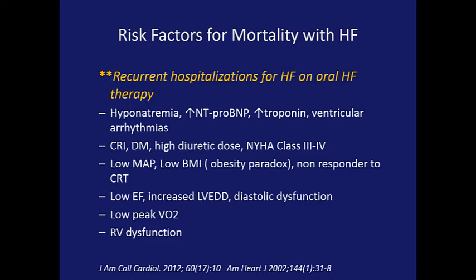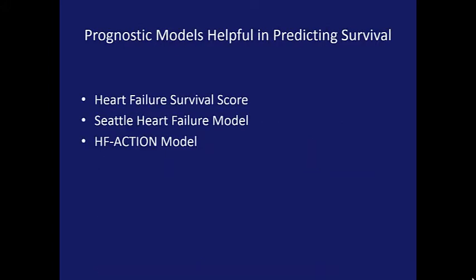Low BMI, and we know that in our heart failure literature, heavier heart failure patients actually have a better survival. It's called the obesity paradox. They actually do much better. The skinny ones don't do as well. EF is a problem if the heart's really dilated and if they have evidence of diastolic dysfunction on their echocardiogram. So these are all indicators of mortality.